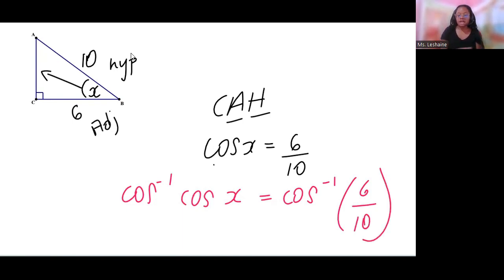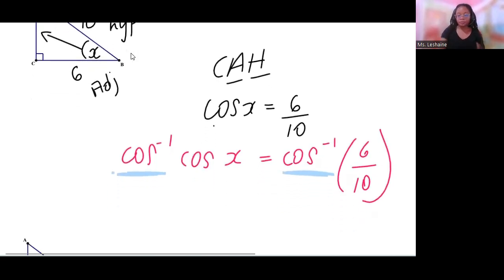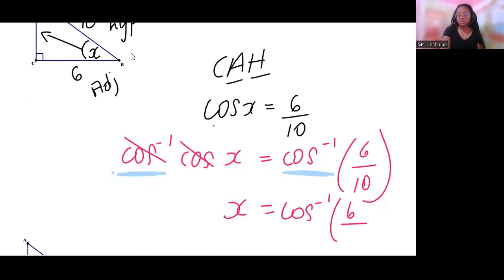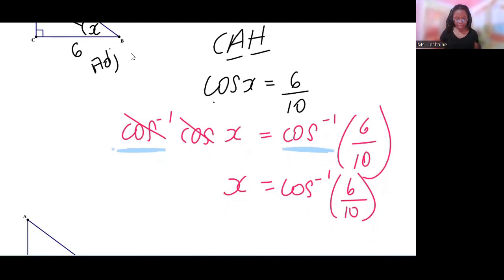So essentially I have the same thing that I did previously. I only included the cosine inverses. Now I will just go ahead and work that out. The cosine inverse and the cosine cancel and leave an x. So x is equal to cosine inverse of 6 over 10. And this is just something you punch on your calculator. So the answer in degrees is 53.13 degrees. So x is equal to 53.13 degrees.